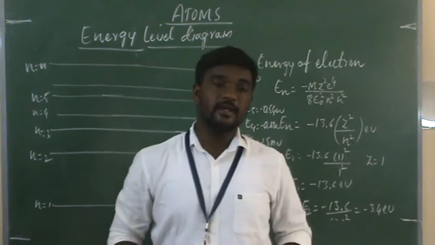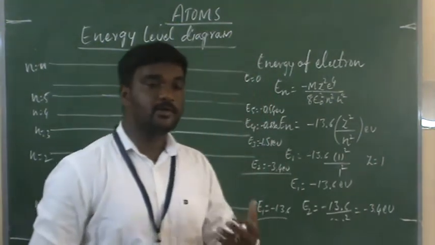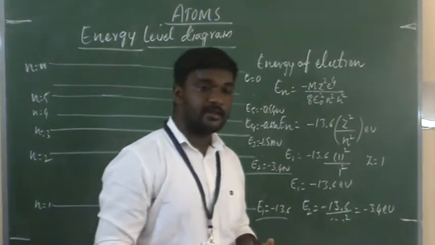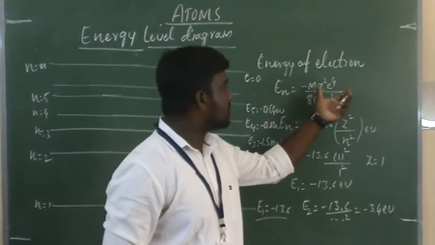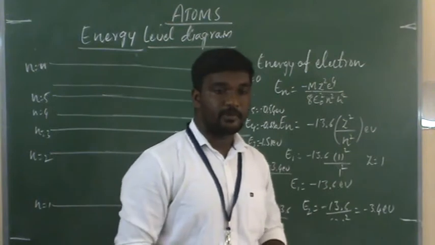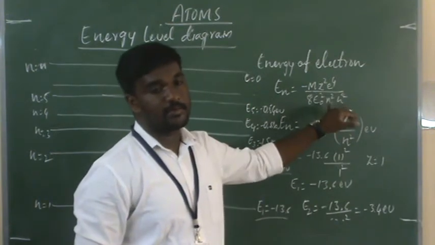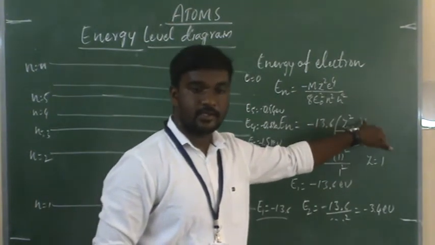So how do we calculate the energy of the electron? By using the expression we already derived in the previous session. That expression is En equals minus m Z square e to the power of 4 divided by 8 epsilon naught square n square h square.